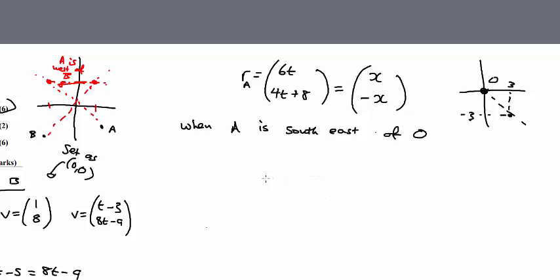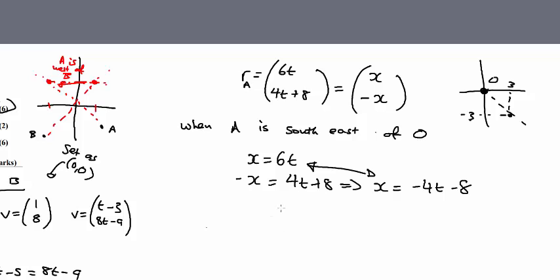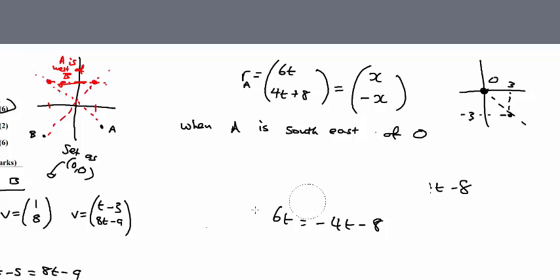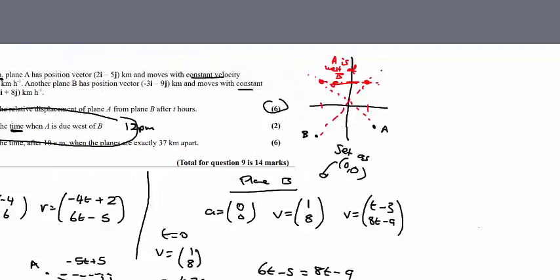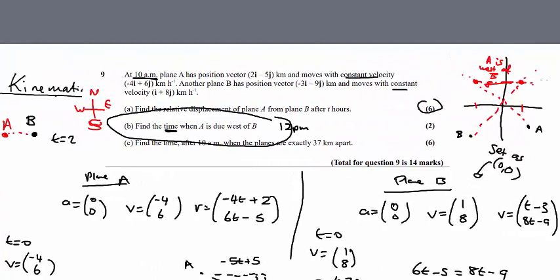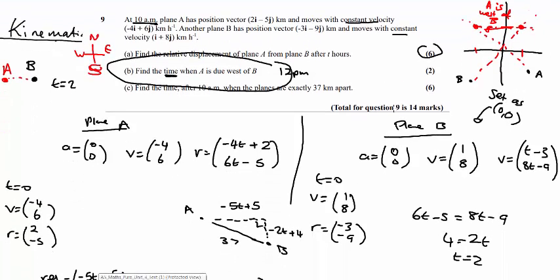Does that make sense? So what you can do is say something like x equals 6t, and you look for -x equals 4t plus 8, which if you then change that gives x equals -4t minus 8. Now you can make those two equal. So you have 6t equals -4t minus 8. And you can solve for t and all of that, okay? So that's how that works. The northeast, northwest, southwest, southeast, whatever, it all works from that kind of logic. So there you go. Hopefully a little bit of extra, something which may catch you out, but hopefully now it shouldn't.